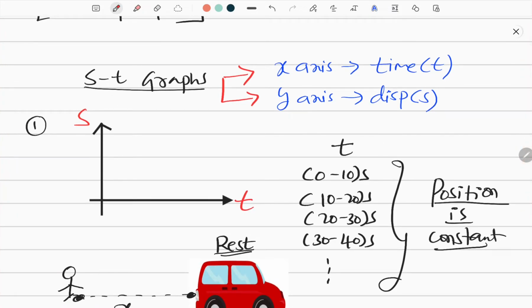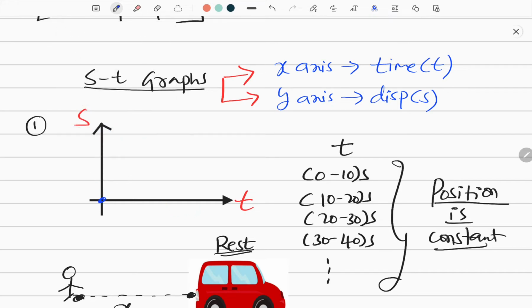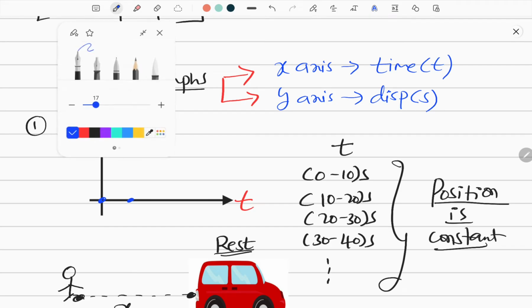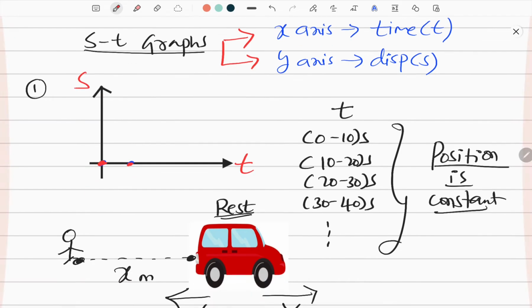And when you observe this and draw the graph here, how will it come? For 0 to 10 seconds, let me mark it with red, it looks nice. You observed the car at x meter. Let me take this as x.